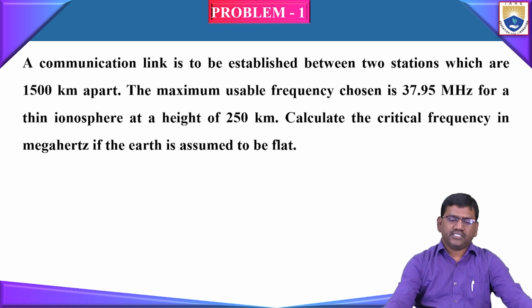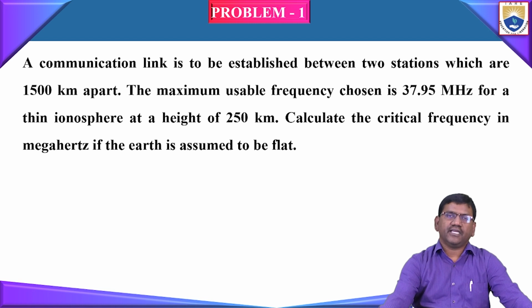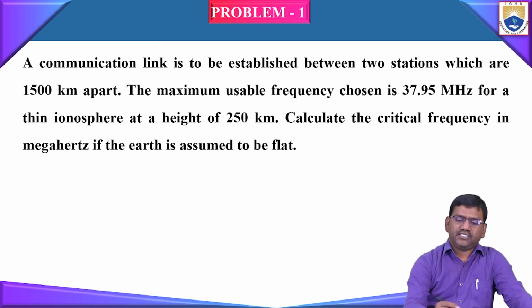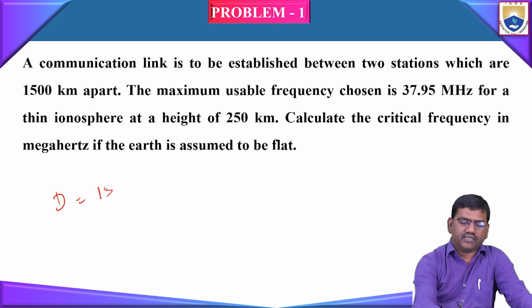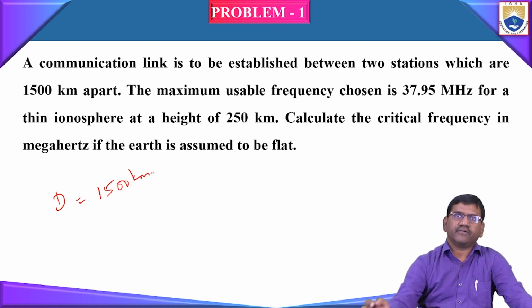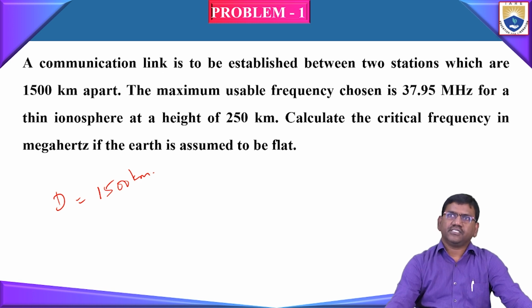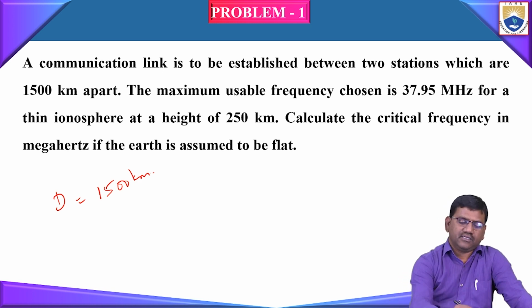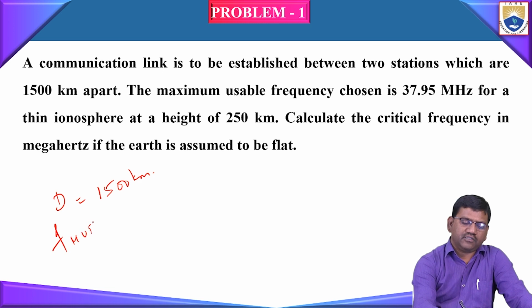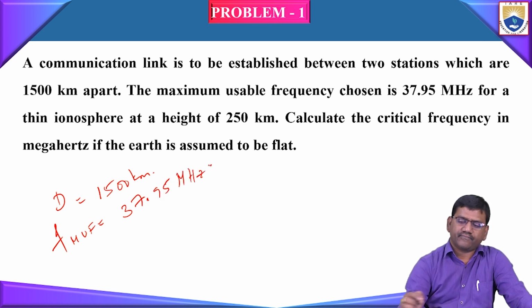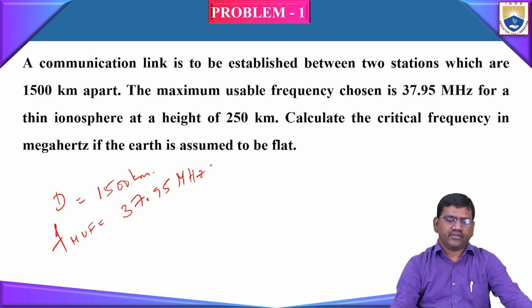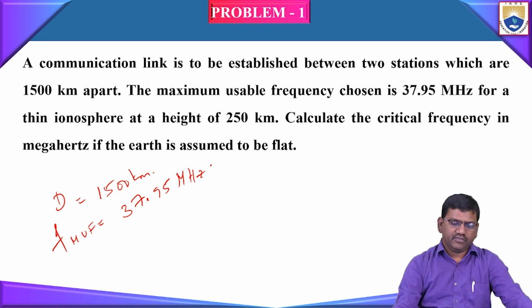So here there are two stations which are separated by a distance of 1500 kilometers. Between the transmitting antenna and the receiving antenna, the distance is given as 1500 kilometers in the problem. The maximum usable frequency is chosen to be 37.95 MHz. So the maximum usable frequency, let us denote by the symbol FMUF, is equal to 37.95 MHz for a thin ionosphere at a height of 250 kilometers, to calculate the critical frequency in megahertz if the Earth is assumed to be flat.